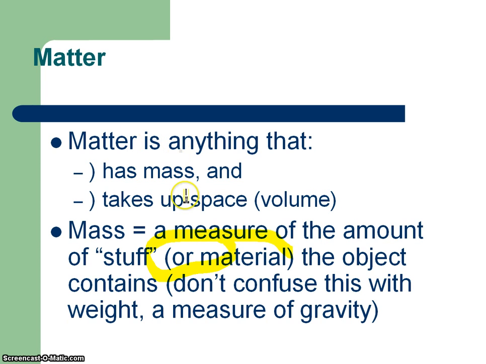Now, do not confuse mass with weight. Weight is a measure of the force of gravity upon a person. It's measured in pounds usually. A book on Earth has a different weight than it does on the moon, than it does on Jupiter, than it does on Uranus. However, mass stays the same.